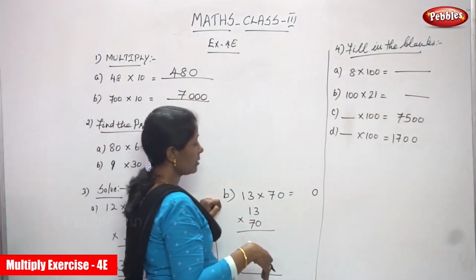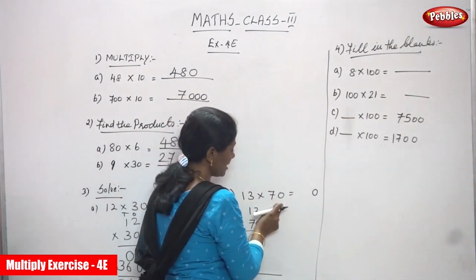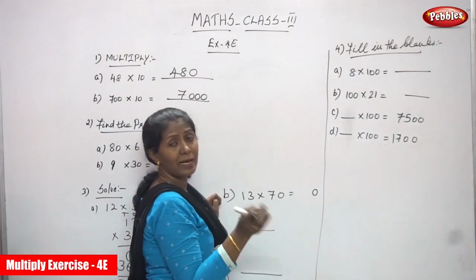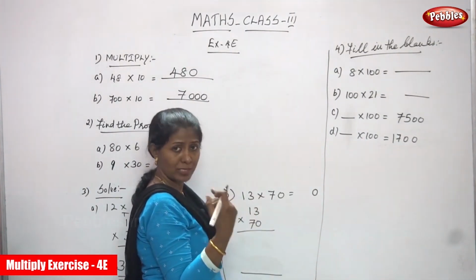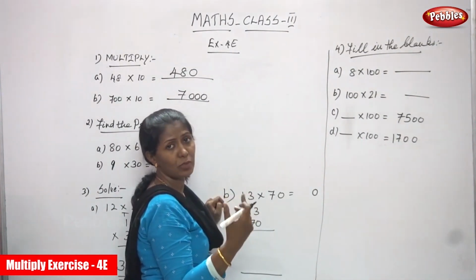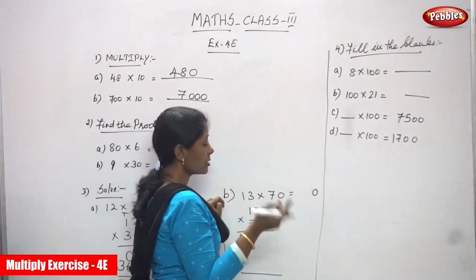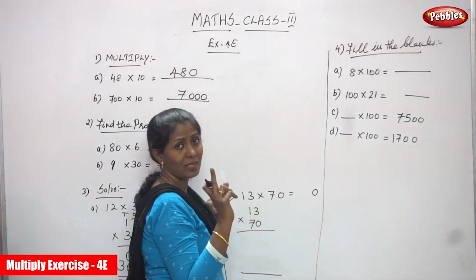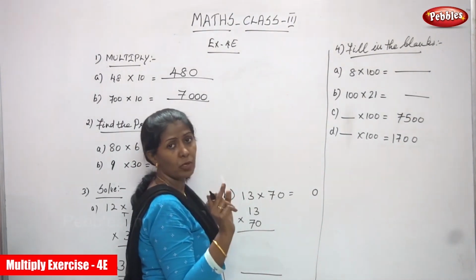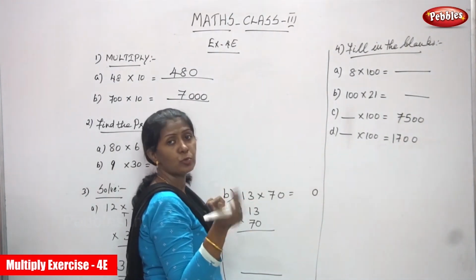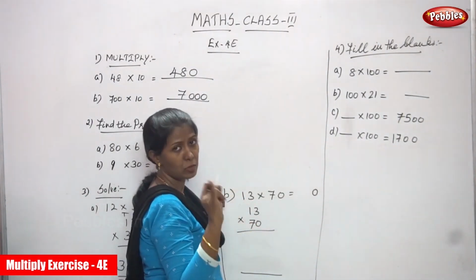I'll repeat once again. First you must multiply by 10, you must see the zeros. 10 means only 1 zero. 70 means 7 tens. So you must consider the 0 and write the 0 at the end first. Then you must multiply the remaining numbers. This is rule 1.